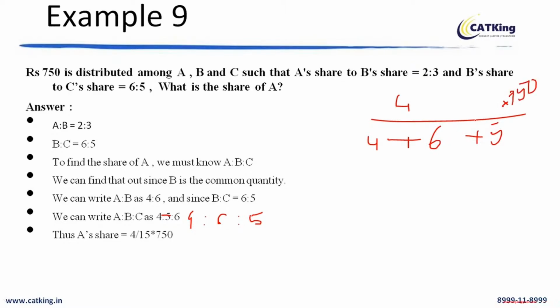So that is 4 upon 15 into 750, correct? So 4 by 15 into 750, and we know 15 into 5 is 75. So 4 into 50 gives us 200. So the share of A is 200. I hope that is clear to you.